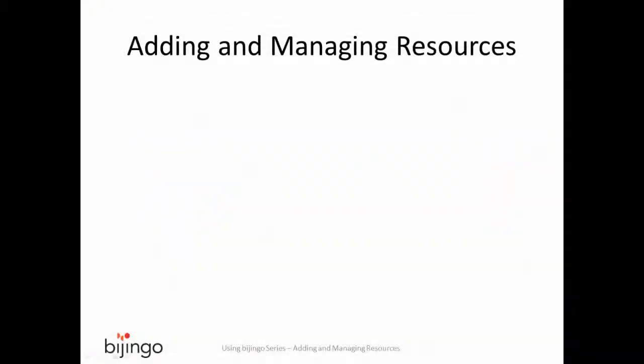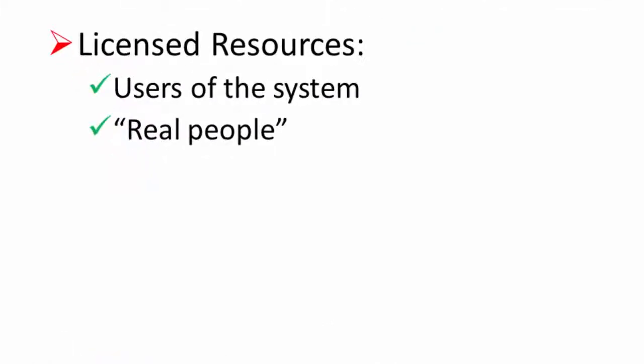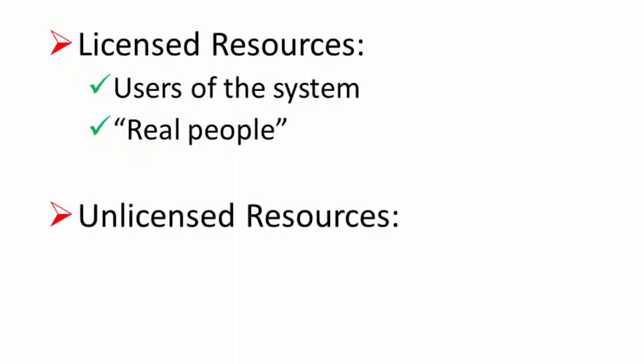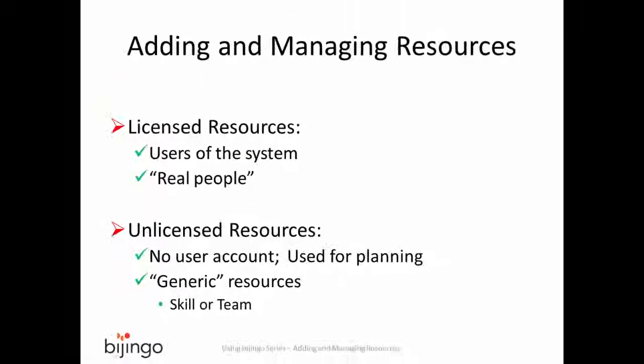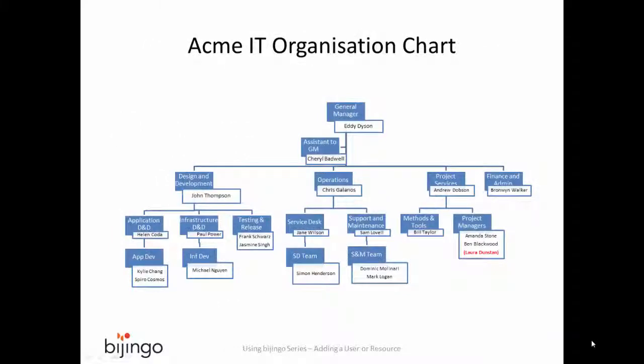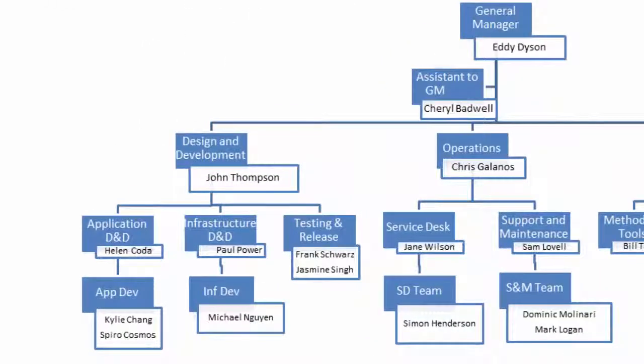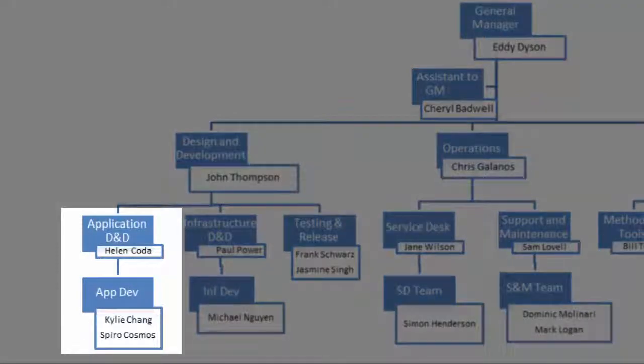Most resources in Bijingo are real people who perform work tasks and have Bijingo user accounts. But today we'll talk about a type of unlicensed resource called a generic resource. Generic resources can be created in Bijingo and are used to represent a skill set or team rather than a specific person. For example, in the design and development team at Acme IT, there are 3 application developers, Helen Coder, Kylie Chang and Spiro Cosmos.